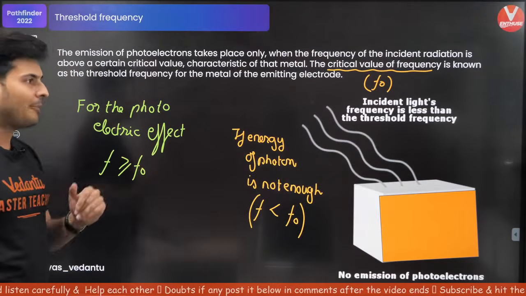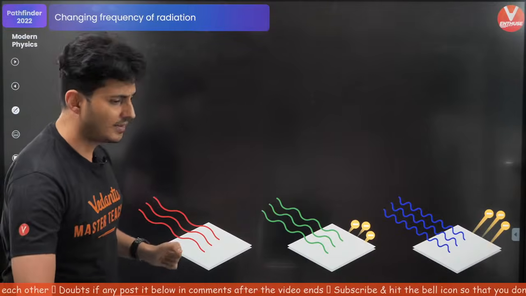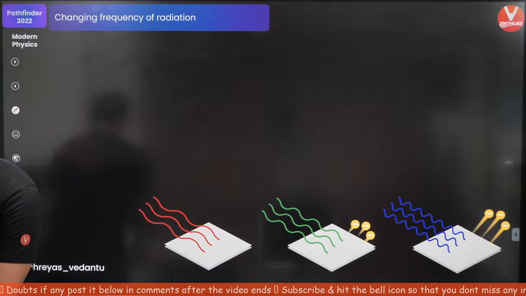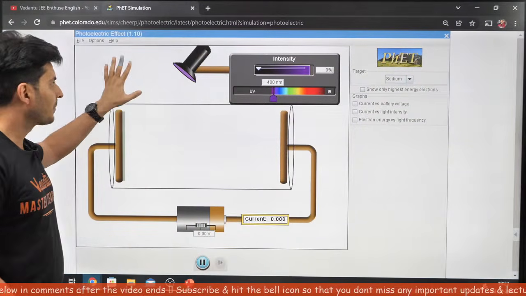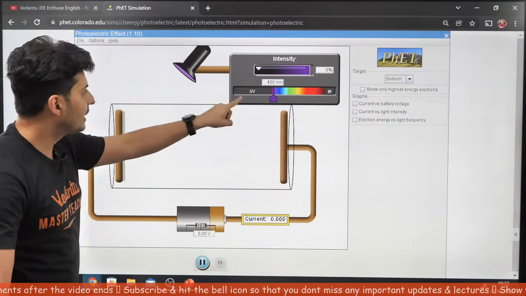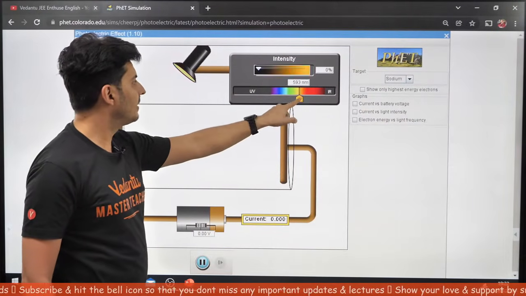Let's try to think what will happen for different colors of light. And by the way, before going to those different colors, let me show this to you if you do not believe me. So here I have a simulation of the photoelectric effect. I can choose different colors like you can see over here.